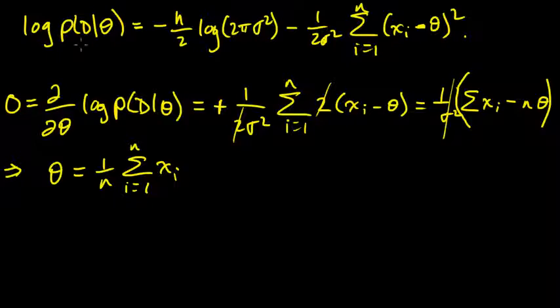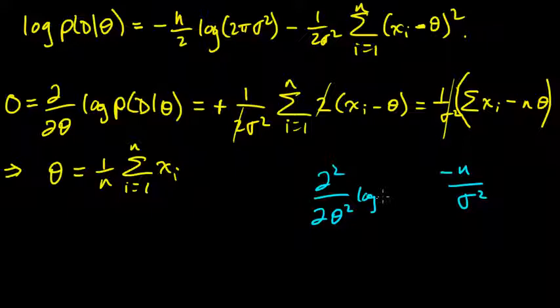So let's think about if we took the second derivative of this. This is the first derivative. If we took the second derivative with respect to theta, we would end up with minus n over sigma squared, because the 2's cancel. So the second derivative of the log likelihood equals this thing, because that other term just goes away. So we get this, and this is negative.